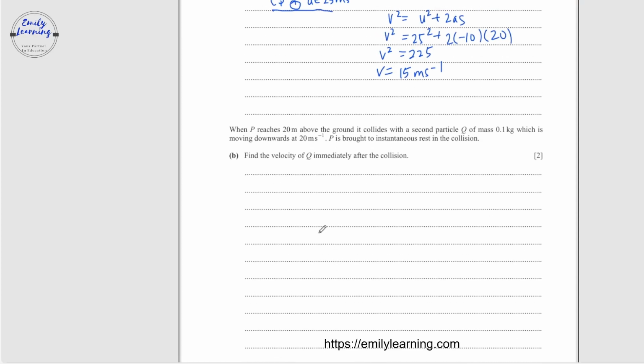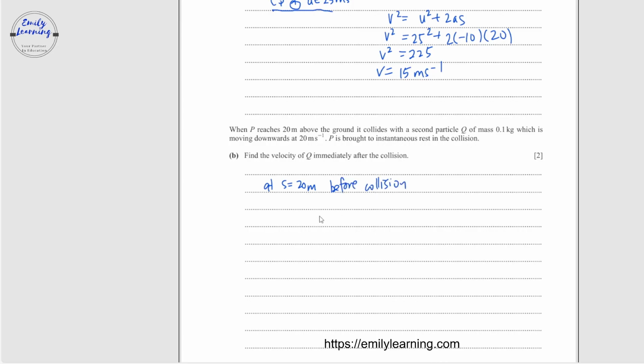When P reaches 20 meters above the ground, it collides with a second particle Q of mass 0.1 kg, which is moving downwards at 20 meters per second. P is brought to instantaneous rest in the collision. Find the velocity of Q immediately after the collision. So let's look at it as at s equals 20 meters, before collision.